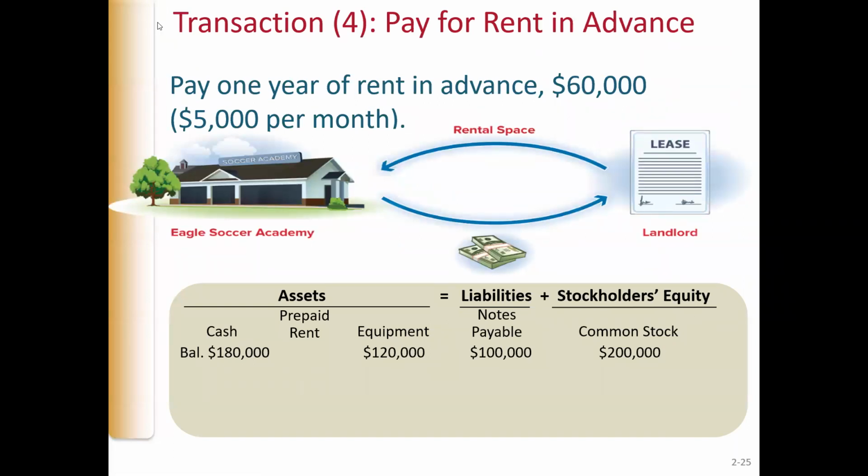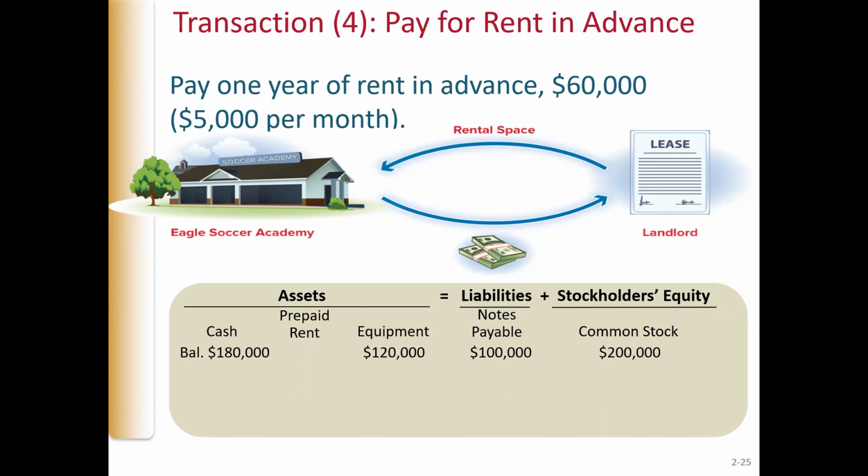Okay, guys, this is something new we're going to talk about. This is about paying rent in advance. They paid one year of rent in advance. They paid $60,000 for their rent, which is $5,000 a month. Now, guys, this is a new asset we're going to talk about. It's called prepaid rent.